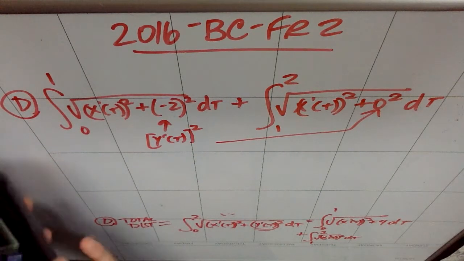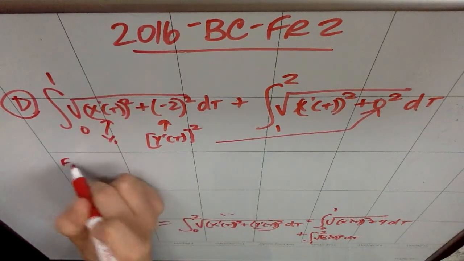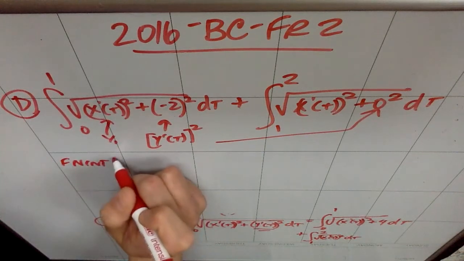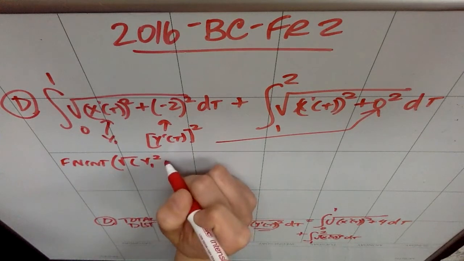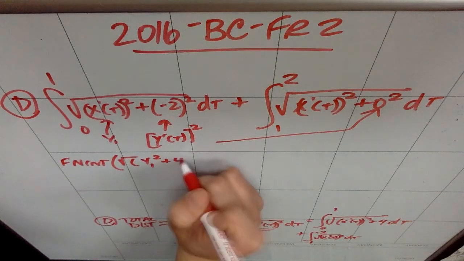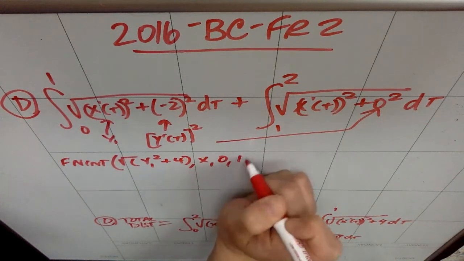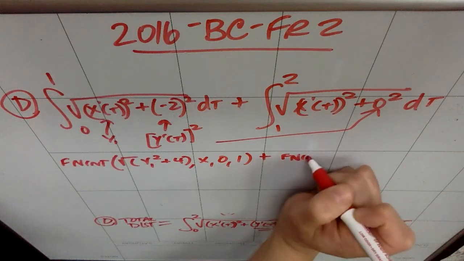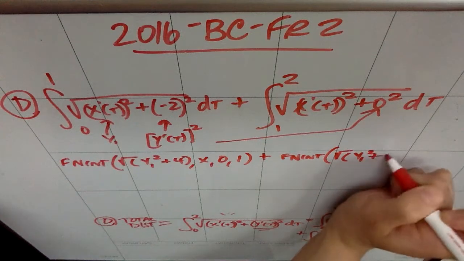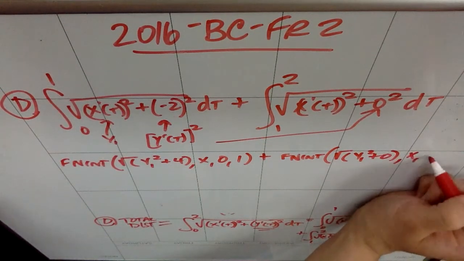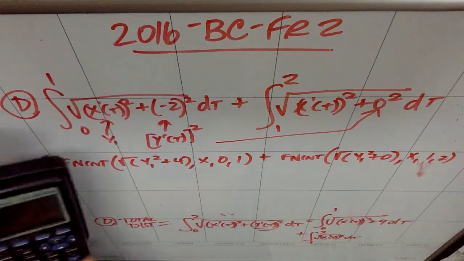So then when I put it in my calculator, remember that I called this guy my y1. So in my calculator, I'm going to type function integrate, in parentheses, the square root of, open parentheses, y1 quantity squared plus, and you can either do -2 squared or you could just call it a 4 as long as you don't screw it up, close the parentheses, with respect to x from 0 to 1, plus function integrate, open the parentheses, square root of, parentheses, y1 squared plus 0. You don't need the plus 0, but if you just want to play it safe because you're afraid you might do something crazy, with respect to x from 1 to 2. And that's what I'm going to type in my calculator.